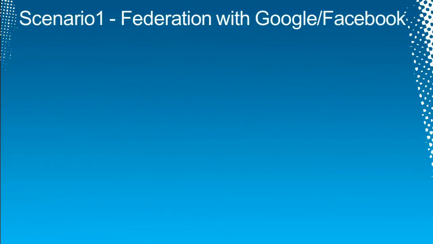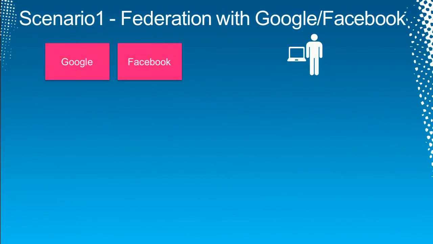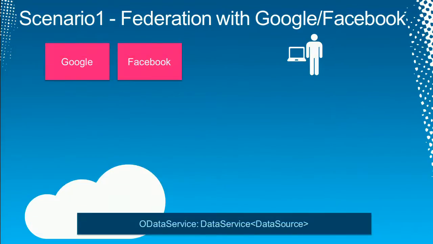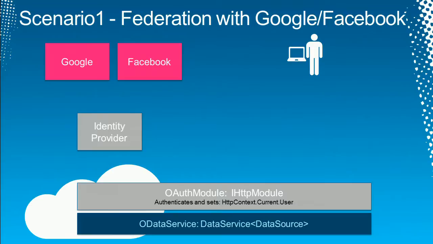So let's talk about what those scenarios are. Imagine you have a user and he has an account with either Facebook or Google, for example. You also have a data service in the cloud that you want to allow that user to get to.